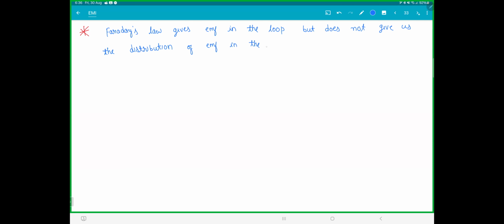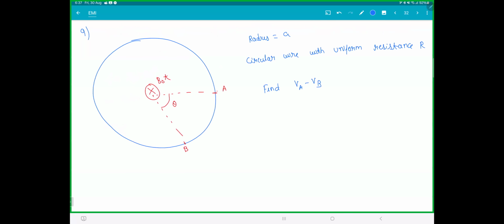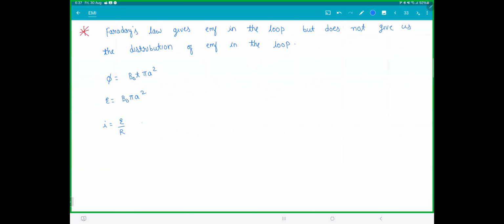Now, tell me one thing, is the EMF and potential difference same? So flux we know is B naught T into pi A square. So EMF will be B naught pi A square. Flux is increasing. So current I will be E by R. Flux is increasing, I need to oppose it. So it should be outward. So this is anti-clockwise. Anti-clockwise. Okay.